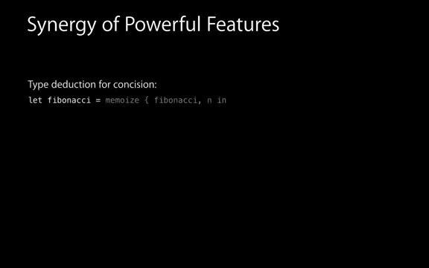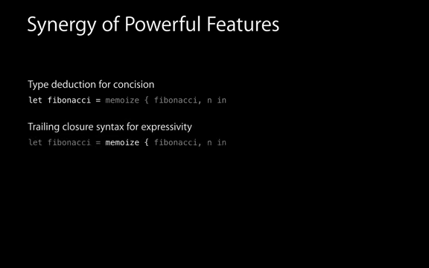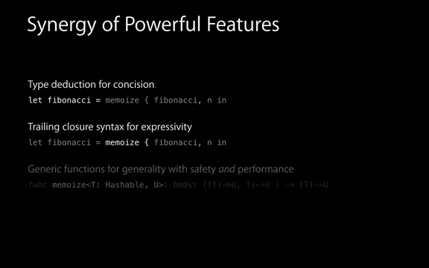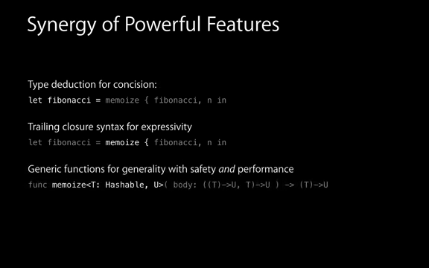First, type deduction for concision. So we would have compact and readable code. Next, trailing closure syntax, which evokes control flow while supporting functional programming idioms. And lastly, truly generic functions that are flexible, safe, and fast.